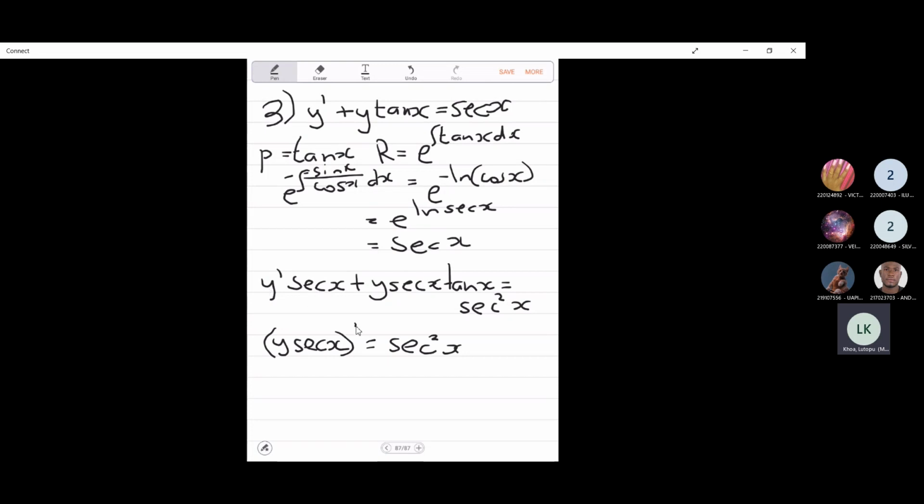And then to get rid of the prime, we integrate on both sides. So we say y sec x is equal to the integral of sec squared x. The integral of sec squared x is tan x plus our constant of integration.